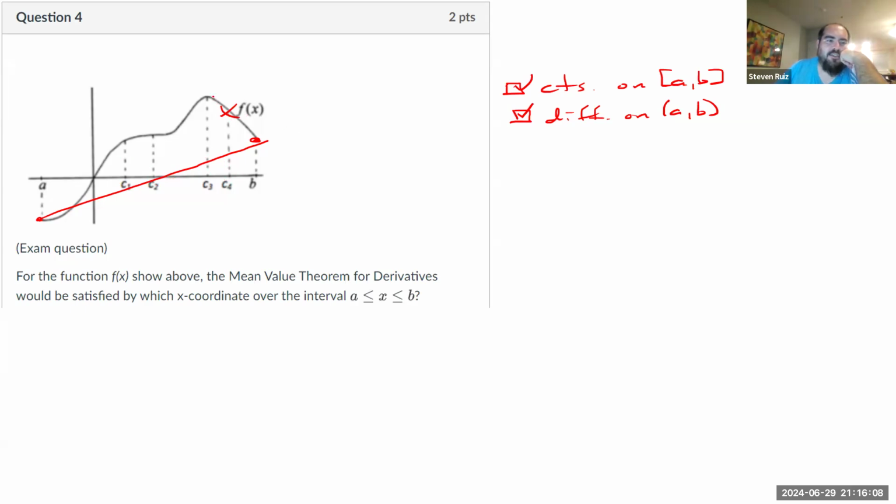For that reason, I think I can also throw out C3, which looks like a maximum, so it'll have a horizontal tangent. And I believe it's C2 that the tangent is going to be roughly horizontal as well. I think the only one that even comes close to making sense is C1. So I'm going to accept C1 as my correct answer.